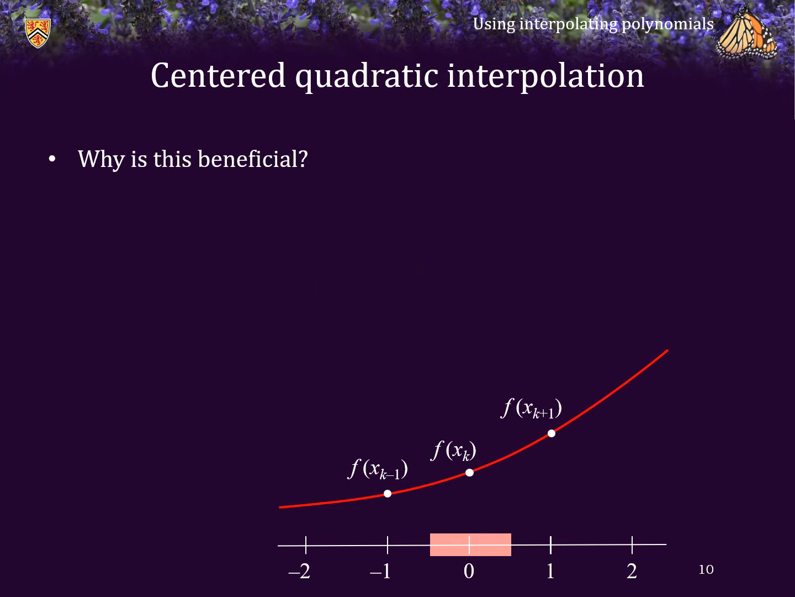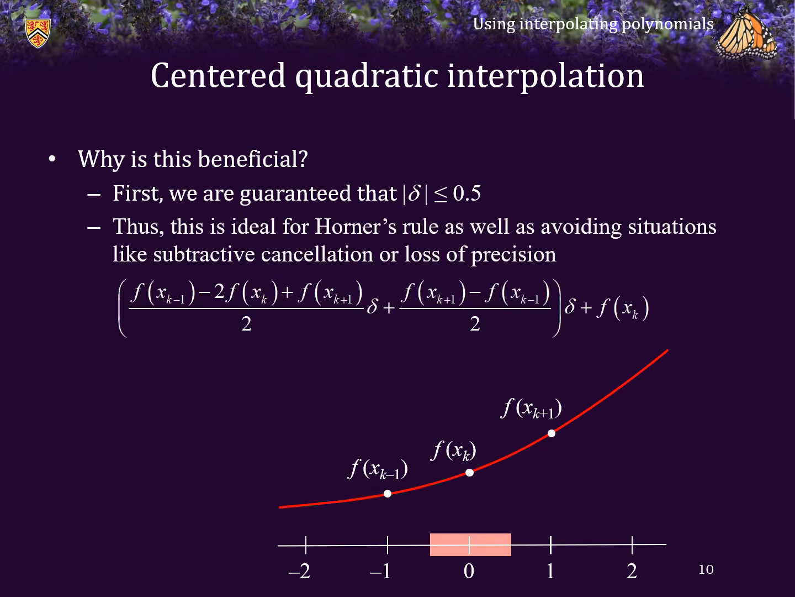So why is this again beneficial? Well, once again, we're guaranteed that we're only going to approximate values within 0.5 times h of the original value x sub k, which means that for this polynomial, we're going to evaluate it at values of delta that are less than or equal to 0.5 in absolute value. Thus, we now have something that's ideal for Horner's rule.